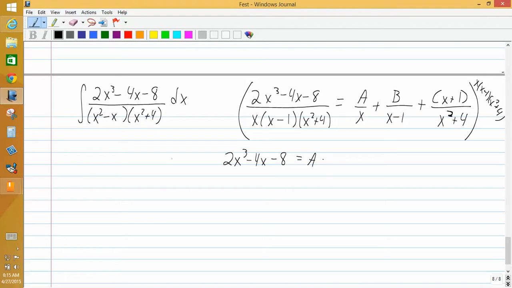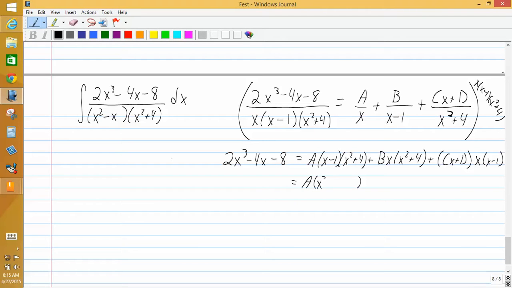So this is a times x minus 1 times x squared plus 4, plus b times x squared plus 4, plus cx plus d times x minus 1. Alright, so now I'm going to multiply all of this out.